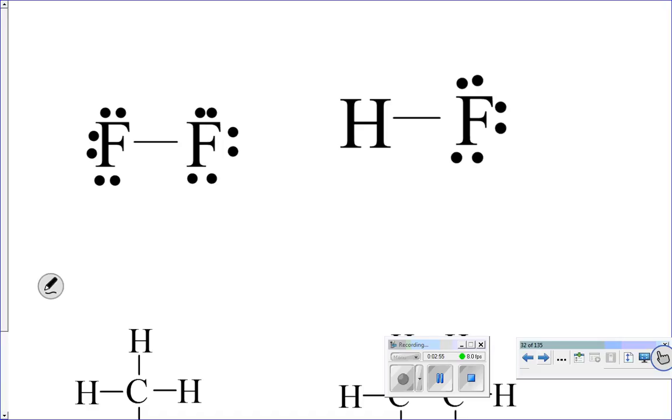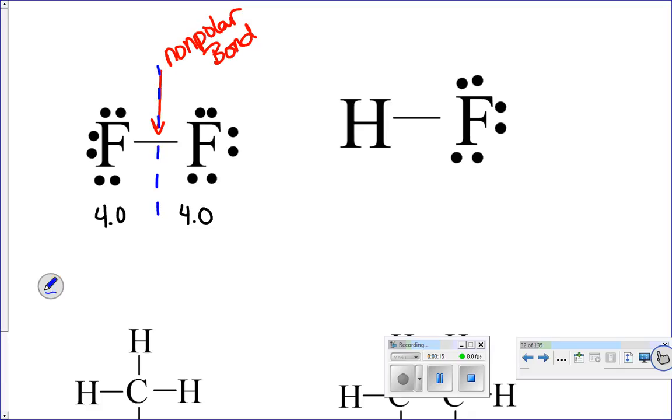So this first molecule I have right here is F2. Each of these F's has an electronegativity of 4.0. Therefore, this bond right here is a nonpolar bond. If I asked you your molecular polarity, you would do a chop-chop test. Chop, chop, chop, symmetrical. Chop, chop, chop, symmetrical. This is also a nonpolar molecule.